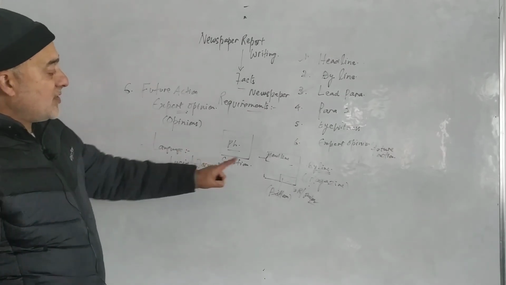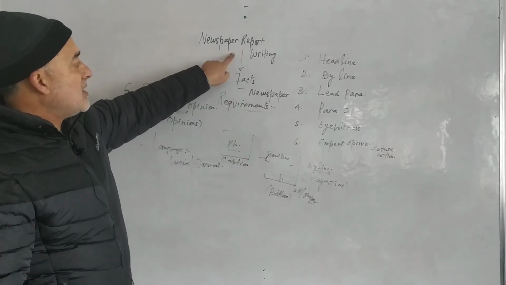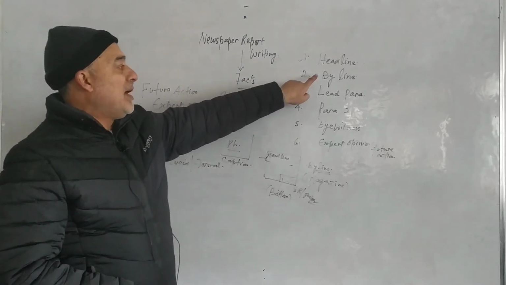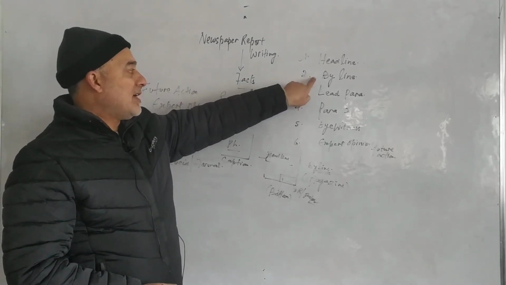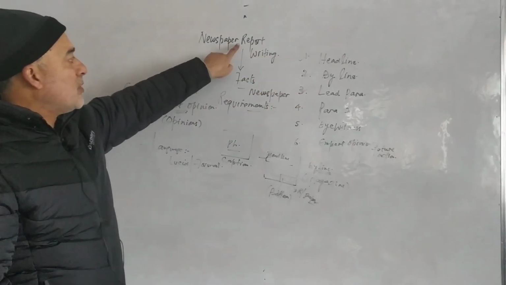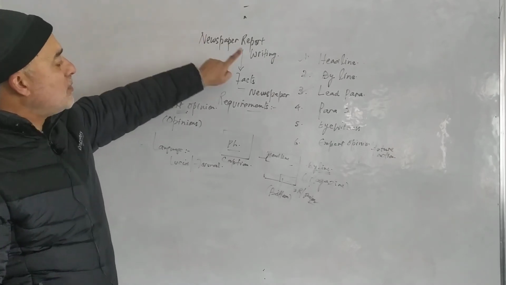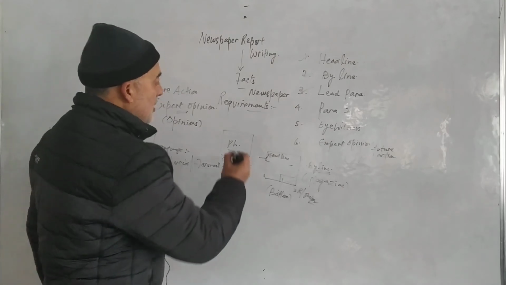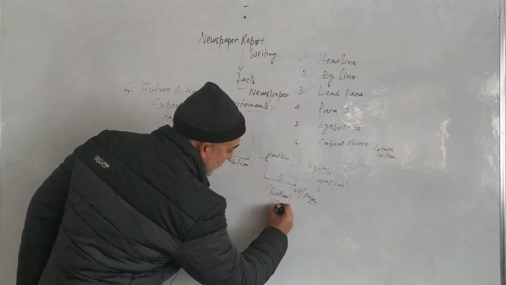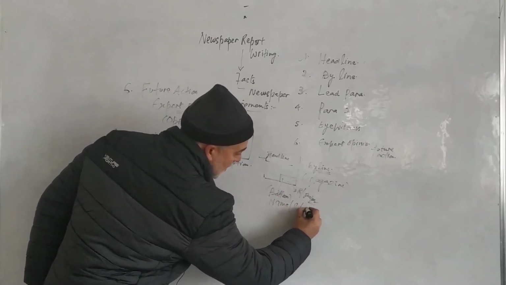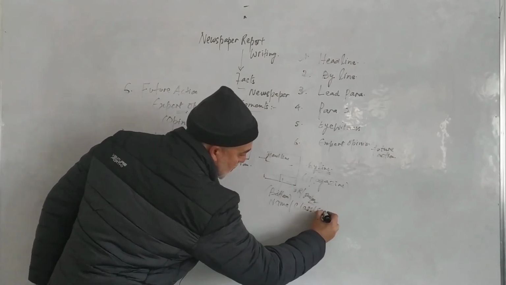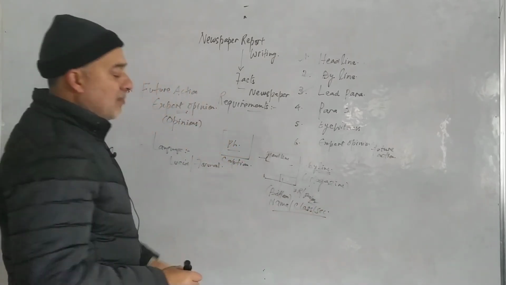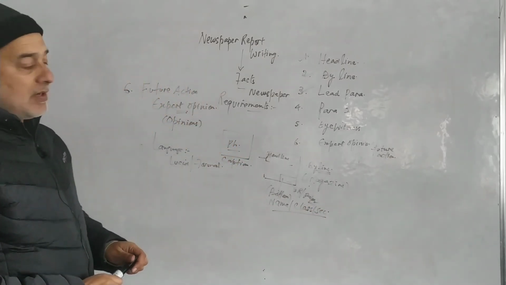The only difference between newspaper report and magazine report writing is that the byline is used second, after the headline, in newspaper report writing, but in case of magazine report writing, this byline comes at the end on the right side along with the name of the student, name, class, and also section if you're writing a magazine report.